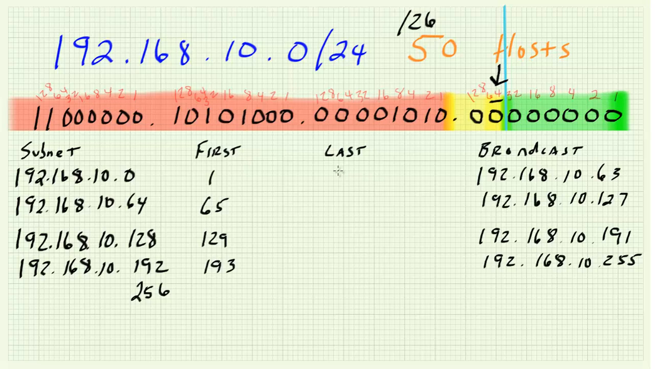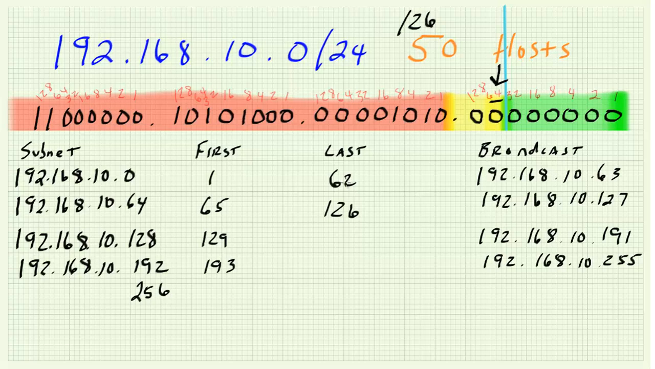What about for the last hosts? Well, if we have the broadcast, then we know that the last host IP is 1 less than the subnet broadcast. So if the broadcast is 192.168.10.63, then our last host is going to be 62. The last host for the next subnet, the 64 subnet, its broadcast is 127, so the last host is going to be 126.